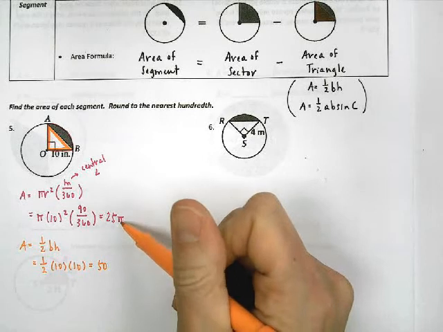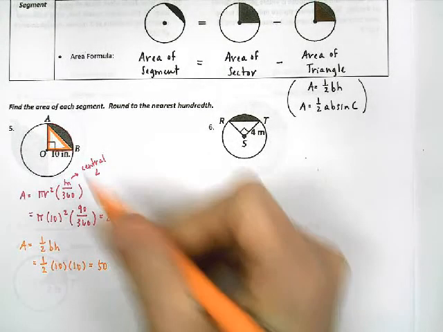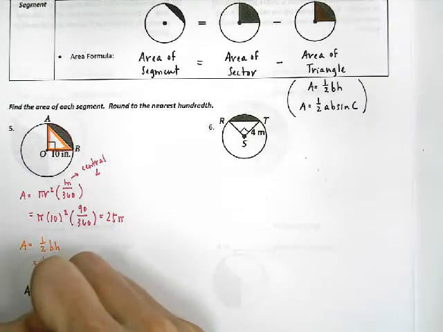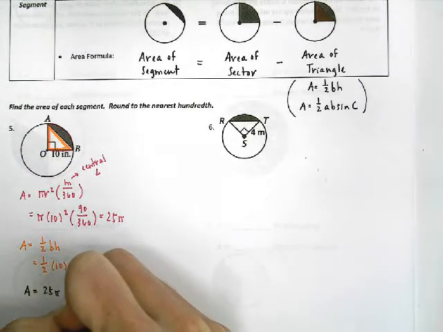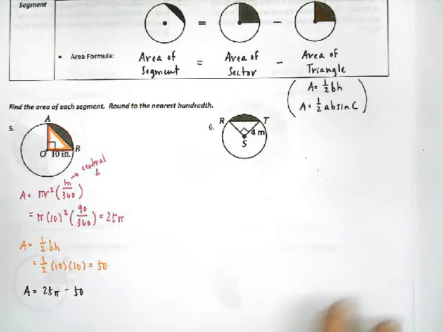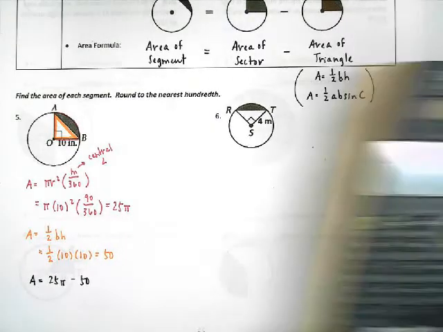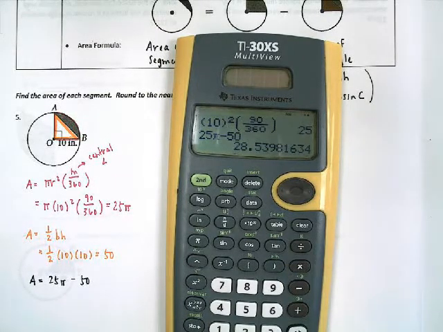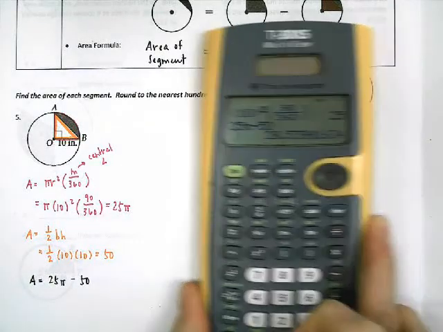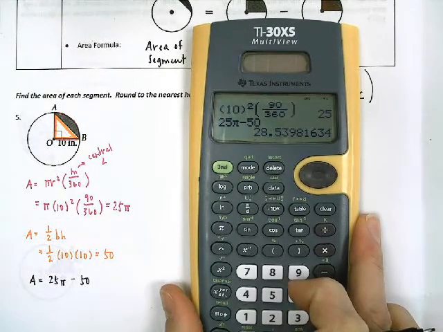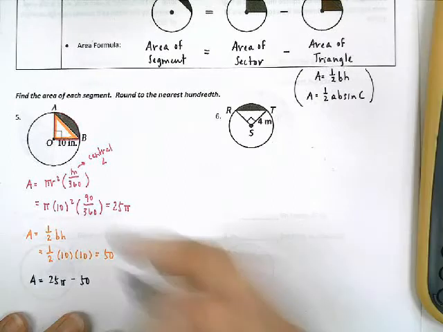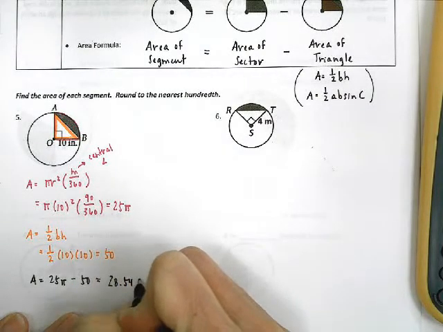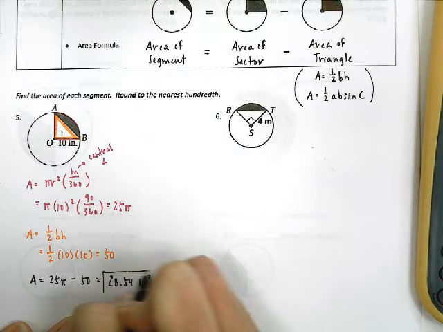So now I'm going to take the area of the sector minus the area of the triangle, and that'll give me the area of the segment. So my area is going to be 25 pi minus 50. Notice I've left it exact up until this point, and now I can put it in my calculator. So 25 pi minus 50, and I get 28.54, to the hundredths, so that's 2 places. And of course, we still want to include our units, so we have inches squared.